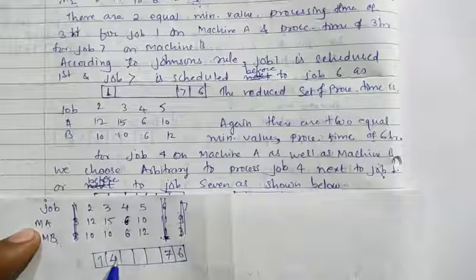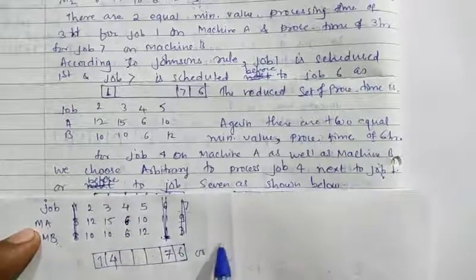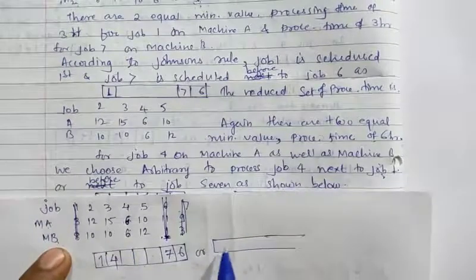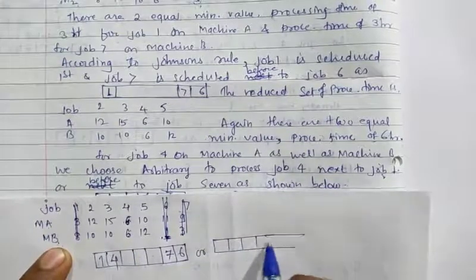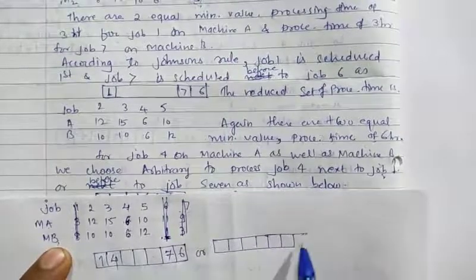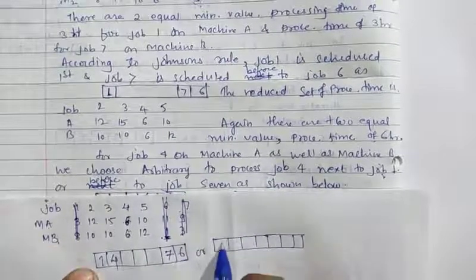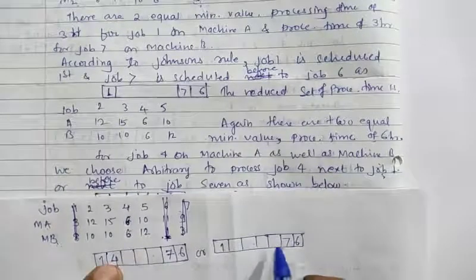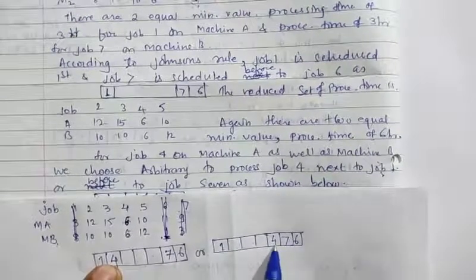If I consider arbitrarily the first one, I write job 4 here, or I can write it for the second job. With positions 1 2 3 4 5 6 and 7, I can write job 1 first and 7 and 6 at the end, or this one placed last.